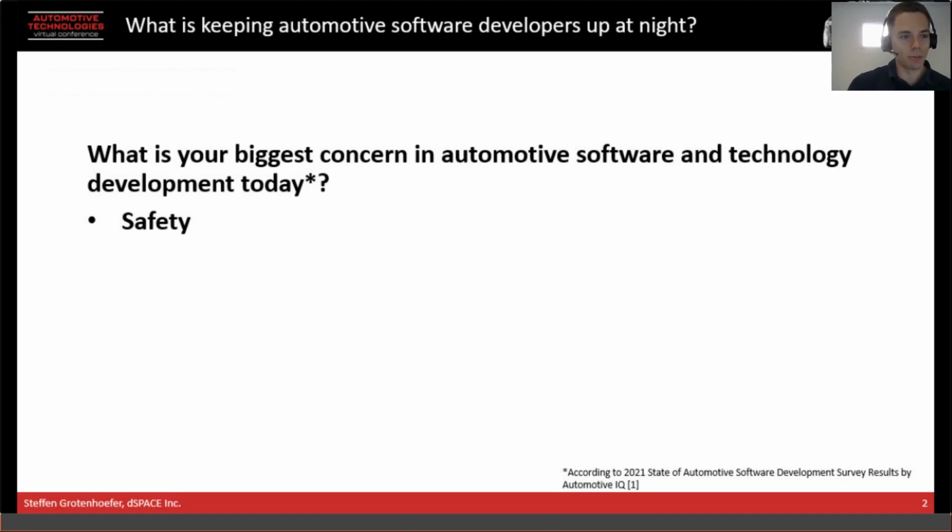And first of all, I'm happy that most of the industry professionals put safety as the number one concern in development, of course. So this comprises functional safety like ISO 26262 requirements, but also just in general, bringing platforms on the road that are safe to operate in public.